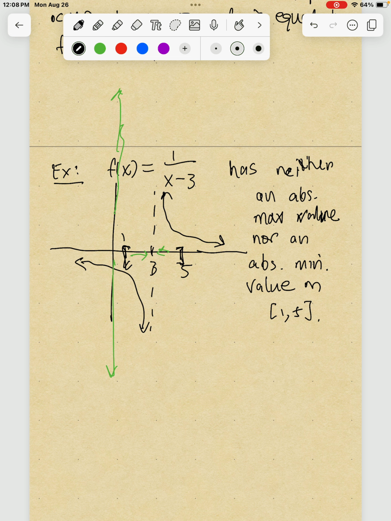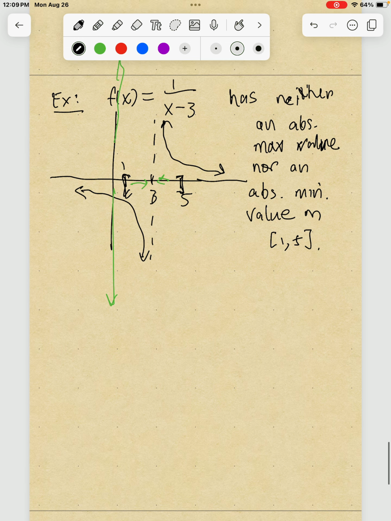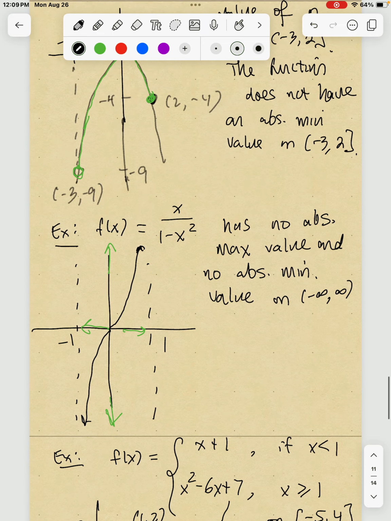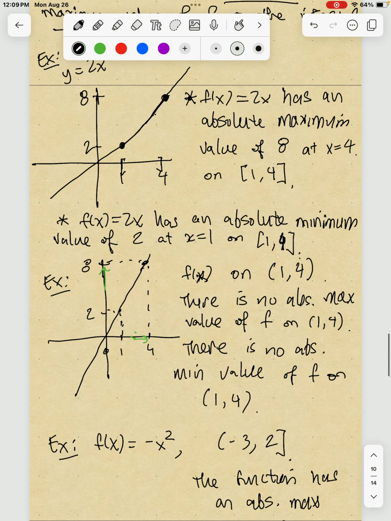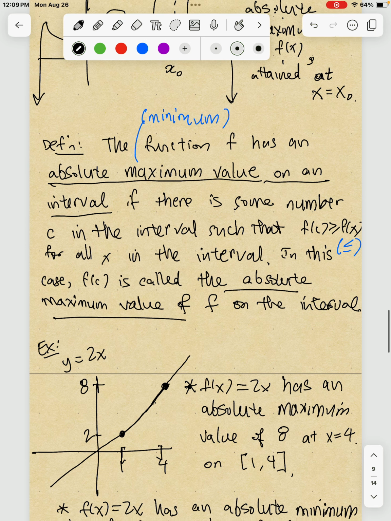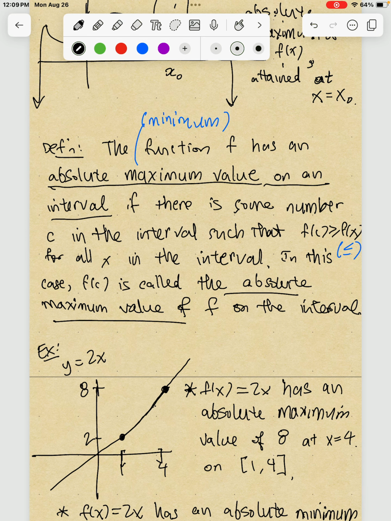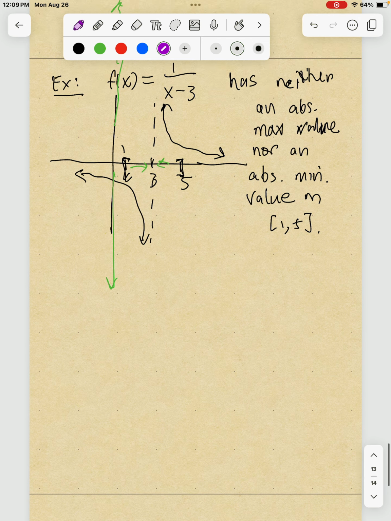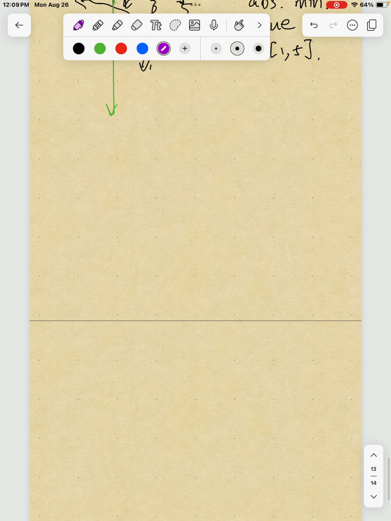Okay, I hope that gives you a good idea of what absolute maxima and minima are. Now, in the definition I've given, it's just absolute max and minimum values on an interval. But the same concept applies where you just look at all values of x in the domain. So, definition.